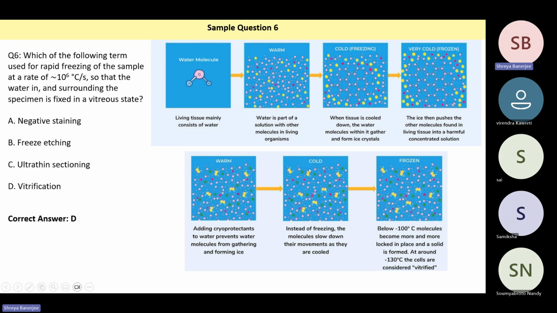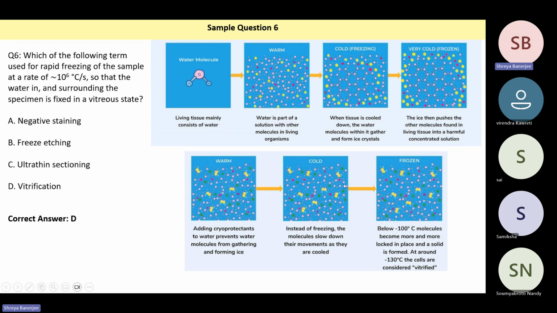This kind of state of the water is called a vitreous state. And if it forms this kind of hexagonal crystals, it is called crystalline state. In the crystalline state, it will destroy the cell structure, so you will not get a good image.